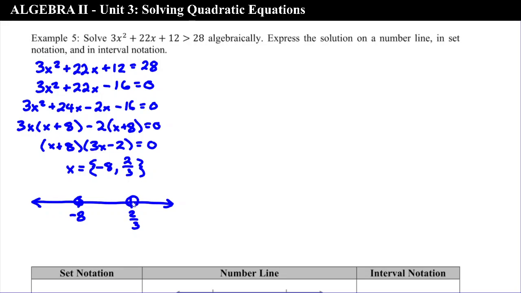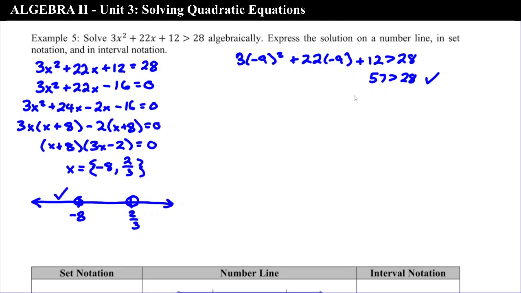So now let's do our test points as we always have. Let's use negative 9 for a test value in this first one. So we've got 3 times negative 9 squared plus 22 times negative 9 plus 12 is greater than 28. When you do the math on the left-hand side, you get 57 is greater than 28. And of course, that is a true statement. So this part of the number line checks out.